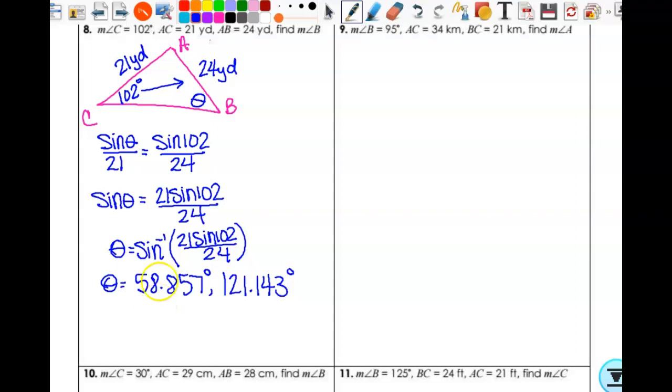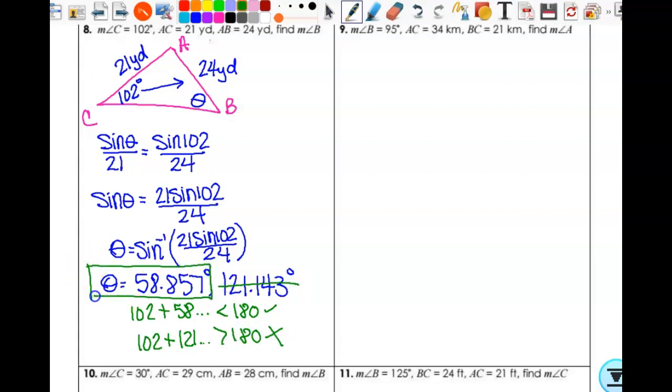So after the calculator gives you the first one, how do we get the second one? Subtract it from 180, okay? Then, are we done? No, we got to check them. We take the angle that was given to us, which is 102. We add it to 58 point whatever. The actual value doesn't matter. When I add those two together, that's less than 180, so that one works. When I take 102 and I add it to the 121 angle, that's greater than 180, so that's bad. So that angle doesn't work. It's only this one.